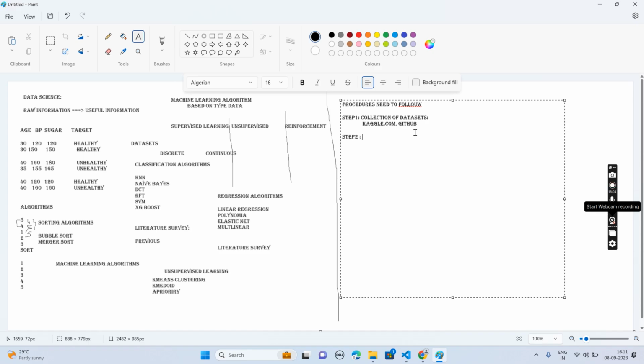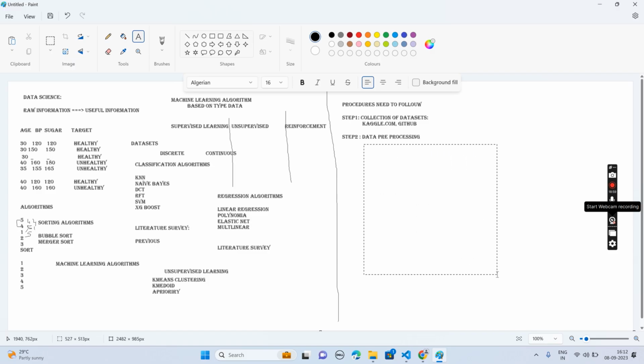Step two is a very important step, that is data pre-processing. What is data pre-processing here? Data pre-processing means rearrangement of the data in a proper format. Suppose I am having these data sets like age, BP, sugar, and here I give 30. This column's information is missing, this information is missing, and here they have given healthy. These values are considered as null values, or not a number values. If you pass this information to the algorithm, this data will not be fitted by the algorithm, because null values are not accepted by algorithms.